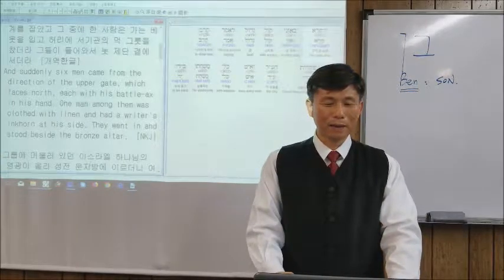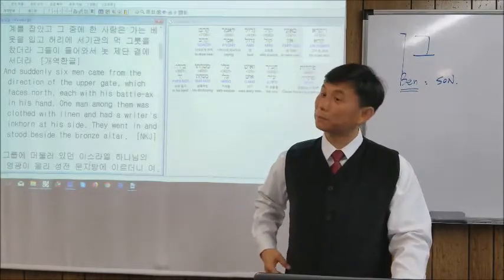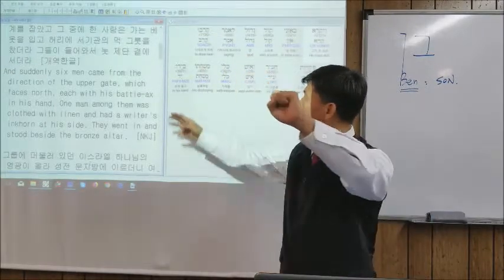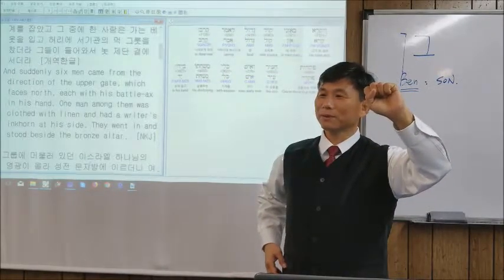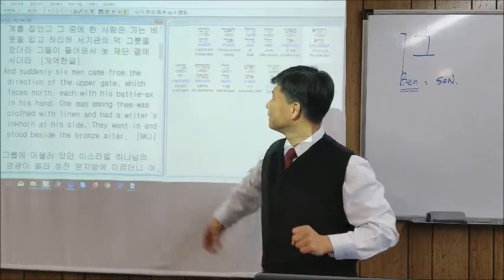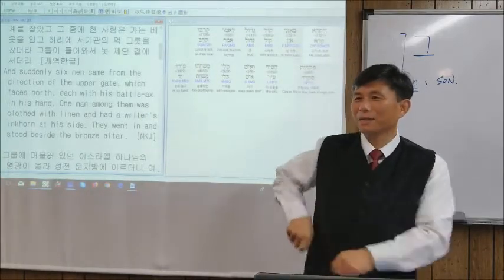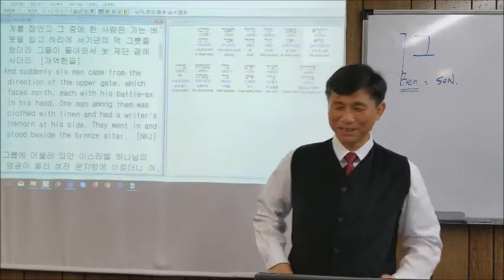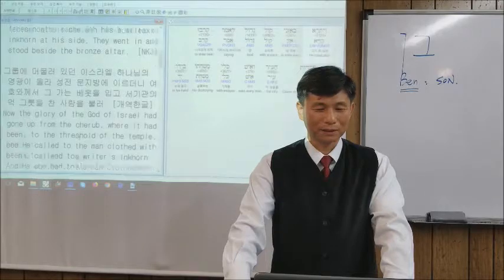One man among them was clothed with linen, with a writer's inkhorn at his side. So this person is the seventh person. You've got six persons, and the seventh person doesn't have a deadly weapon. Okay? The seventh person has what? The inkhorn, the writer's inkhorn. He has the pen, pen and ink. They went in and stood beside the bronze altar.